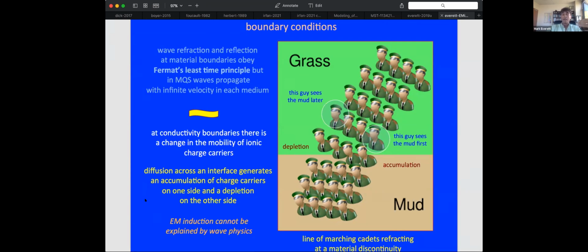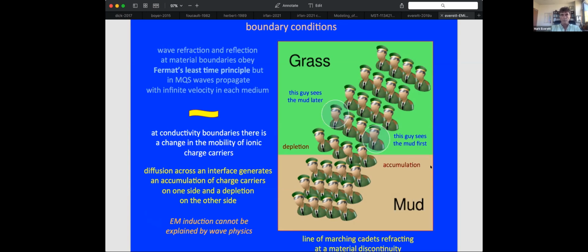However, in the NQS or induction regime, all the signals travel instantaneously in every medium. So we can't use this wave-based explanation for the behavior of the EM field at the boundary condition. In fact, EM induction cannot be explained by wave physics. So how do we explain boundary conditions in the induction regime? Well, one way to look at it is simply a case of the conservation of mass and energy.